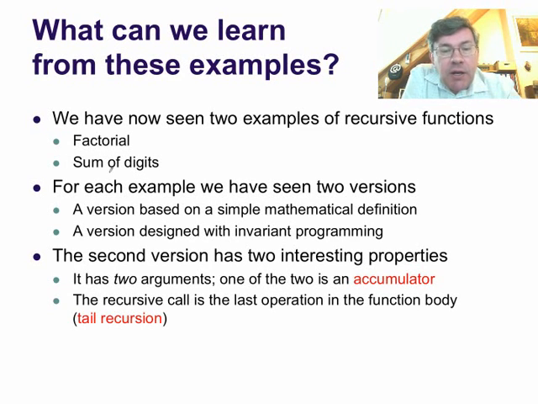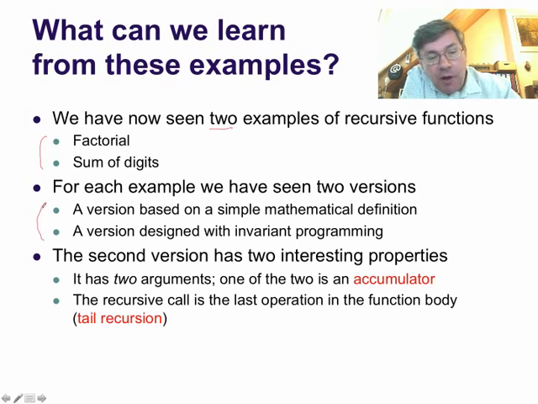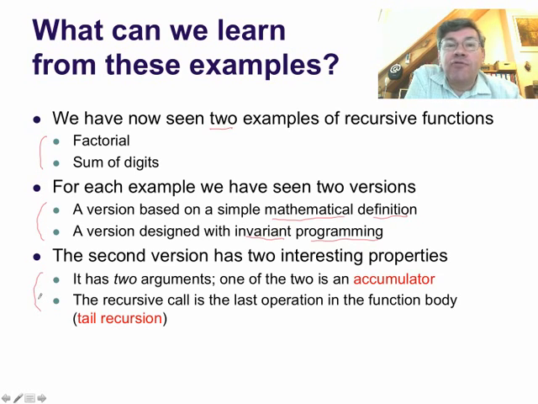We have now seen two examples of recursive functions, factorial and sum of digits. And for each of these examples, we have seen two versions: a version based on a simple mathematical definition and a version designed with invariant programming. And we can see that the second version has two interesting properties in both cases.